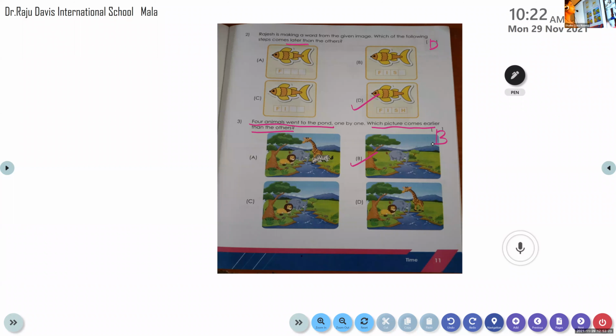Let's move to page number 12. Yes. Please take page number 12.